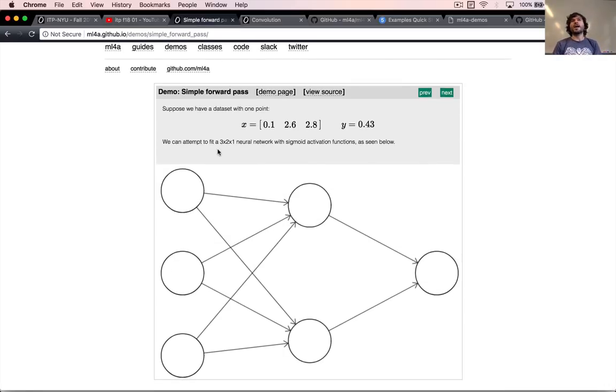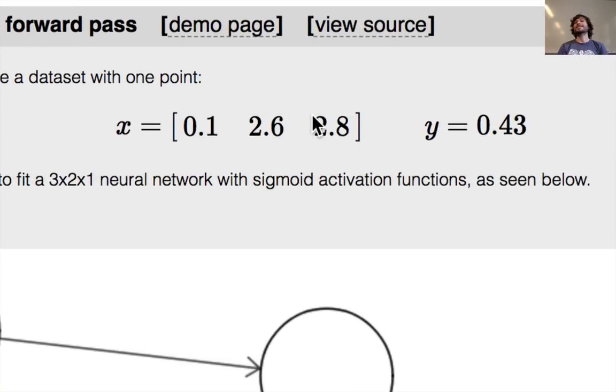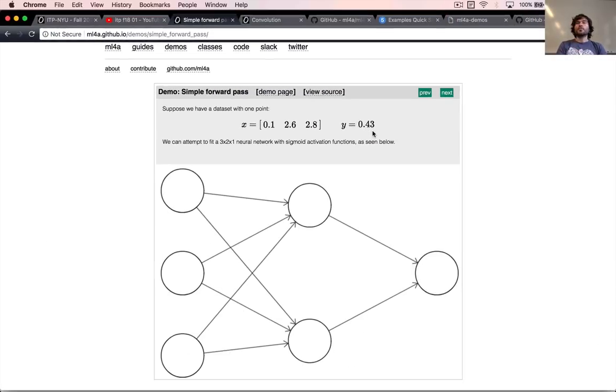So imagine we have this neural network, and this one is shaped a little differently. There's not two input neurons, there's three. And so it's 3 by 2 by 1. Now the goal is, let's say we're given a data set that consists of one point. So there's just one point here. This is the x values, and this is the y value. We desire to have a neural network such that when we input 0.1, 2.6, 2.8, we arrive with the y value of 0.43. That's our goal.